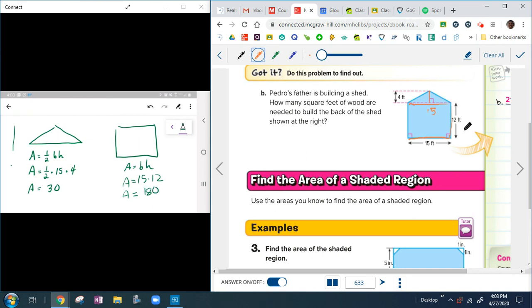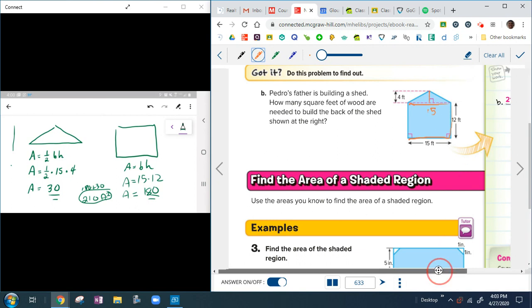And what do we do with those areas at the end? What do we do? We're going to add those up. So 180 plus 30, that gives us 210. And that's in feet, so feet squared, or square feet.